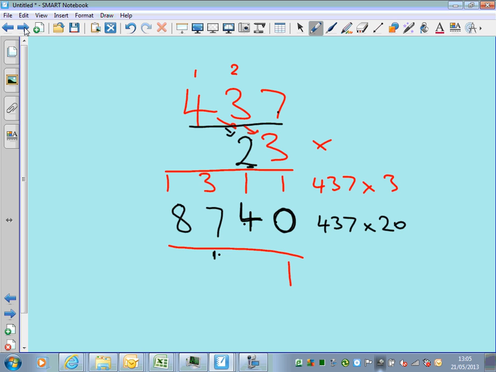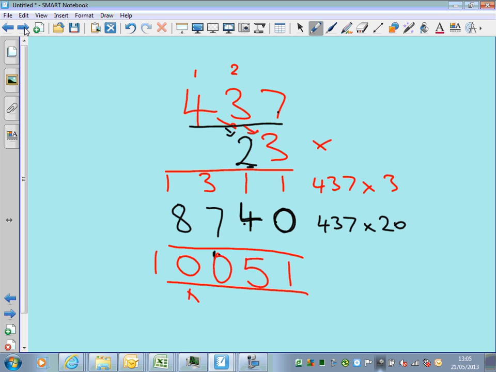1 plus 0 in the units, 1 plus 4 in the tens makes 5. 3 plus 7 is 10 in the hundreds, carry the 1 across, so let's do that. And 1 plus 8 is 9, plus the 1 underneath makes 10. 0 goes there, and 1 goes into the next column. 10,051. Does that make sense?